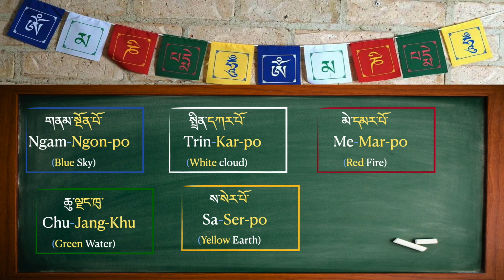So you can either leave the article pa on tin and say tinpa for cloud, or remove the article pa and just say tin karpo. So either way it means white cloud.